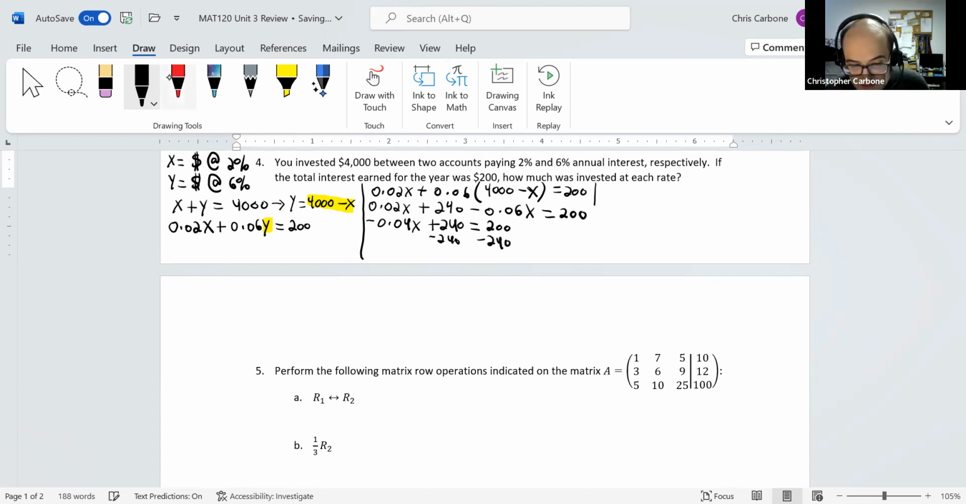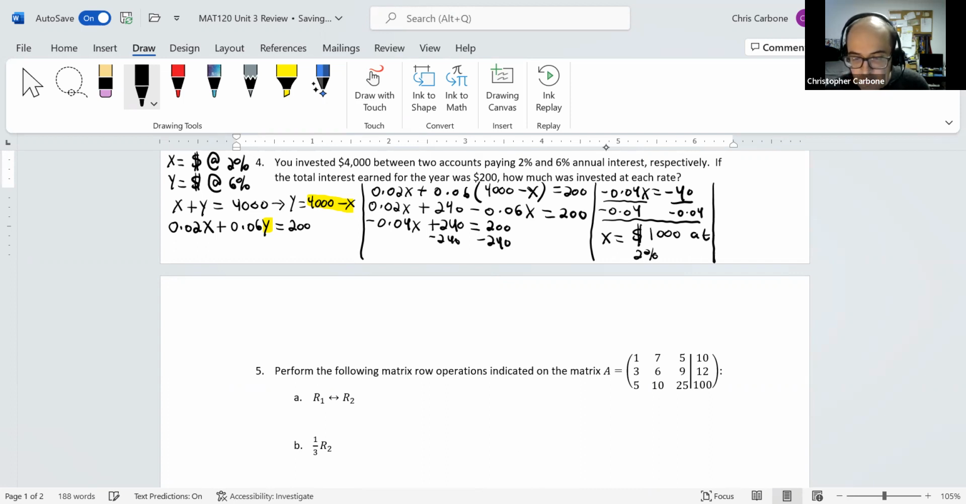And that will give us negative 0.04X is equal to negative 40. So then dividing by that negative 0.04 from both sides, we would get a value for X to be $1,000. And this is at that 2%.